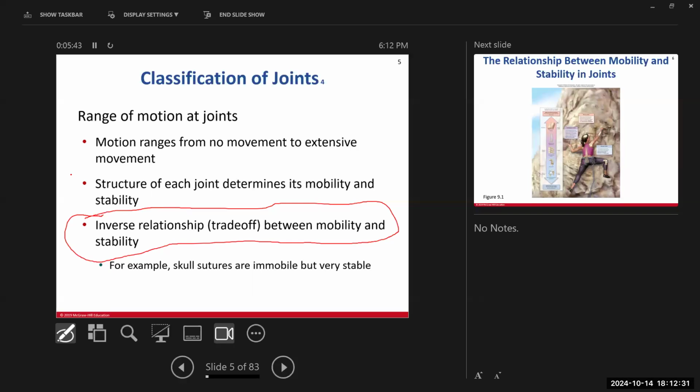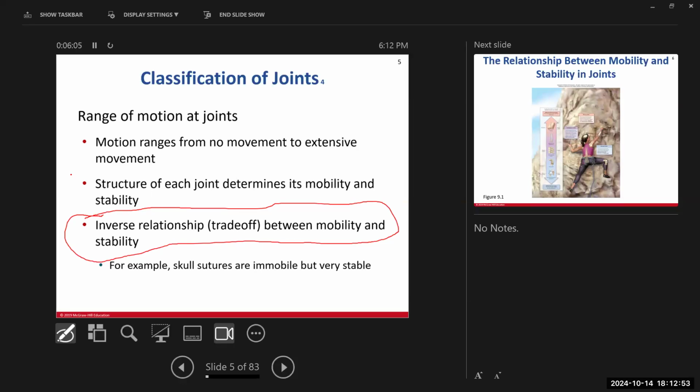Let's think about the suture joints in our skull. Would you say those are highly mobile joints? No, right? Your skull bones aren't moving around. So they are low mobility, but you better believe they're as stable as all get out. I mean, how many people do you know that's ever dislocated one of their cranial bones? I've never met a single person that's ever dislocated a cranial bone.